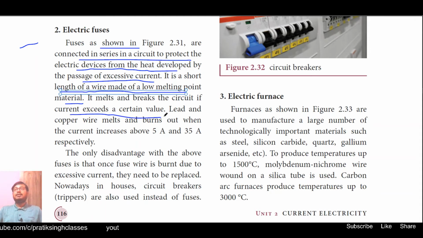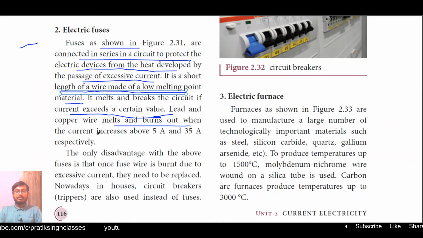If the amount of current becomes more than the limit, suddenly the amount of heat generated because of the resistance of the material of the wire increases, and so it becomes very hot. Because its melting point is very low, it melts instantaneously, and because of that the circuit breaks and all the electrical appliances are saved.